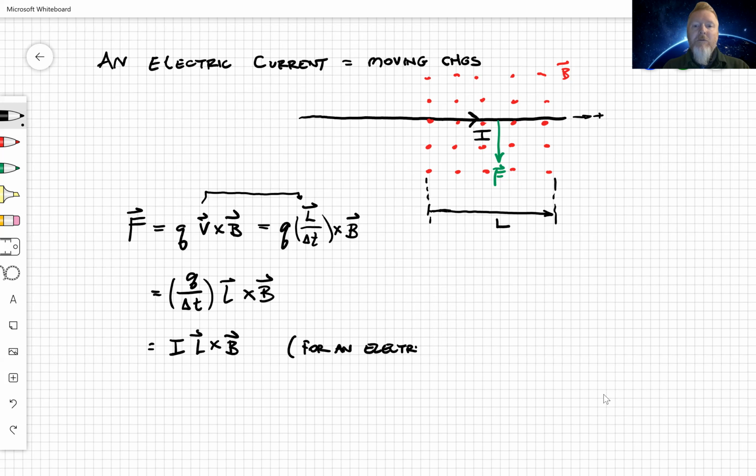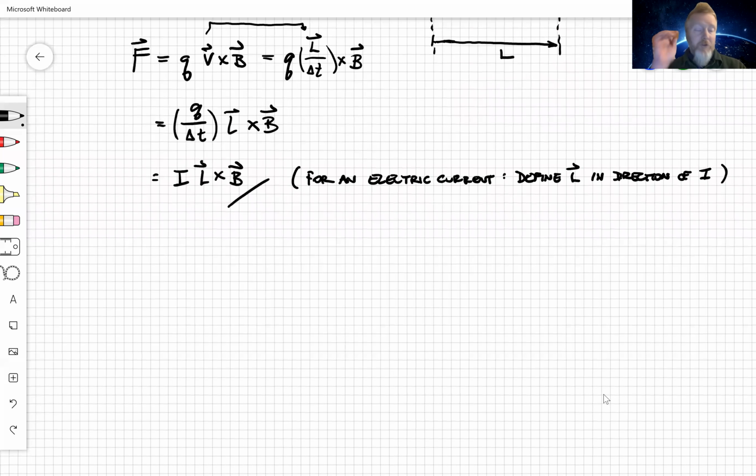What we would typically want to do here is to define the L vector in the direction of I. In this case, as the current was going to the right, I'm going to define my L vector as being parallel with that, to the right. So that's the current form of the Lorentz force law.